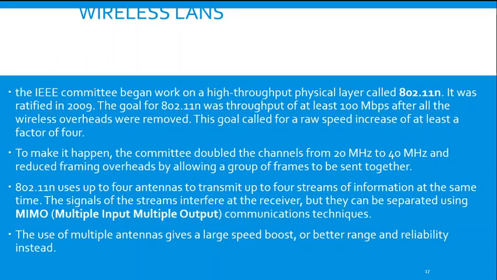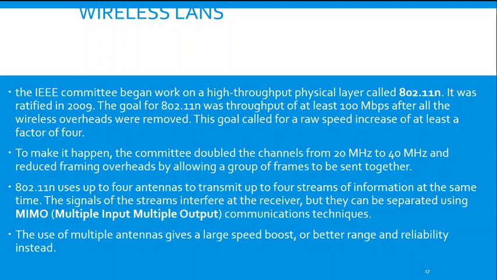Of course, with the continuation of wireless LANs, the IEEE, the Institute of Electrical and Electronics Engineers, which helps engineers control the wireless and the new protocols, began work on a high-throughput physical layer called 802.11n. It was certified in 2009, and its goal was a throughput of at least 100 megabits per second. After all the wireless overheads were removed, this goal called for a raw speed increase of at least a factor of four. To make it happen, the committee doubled the channels from 20 MHz to 40 MHz and reduced framing overheads by allowing a group of frames to be sent together.